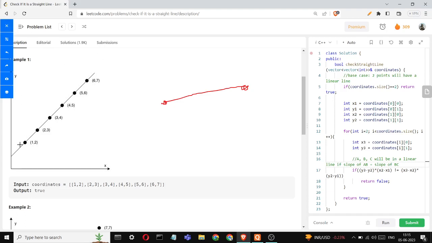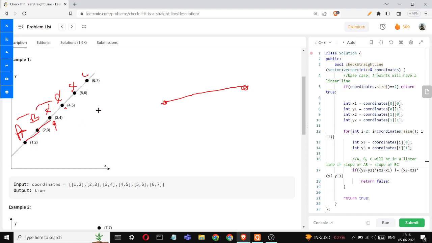We will consider the first point as A, the second as B, and the third one as C. We will check the slope of AB, and then the slope of BC. Once we have checked that this point is in the linear line, we can move to the next point. If the slope of AB is equal to the slope of BC, and this is also checked, then we can check the next point. This is how we will be checking.